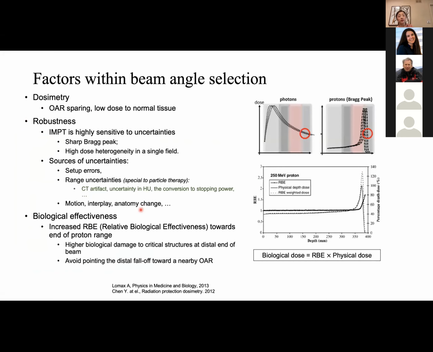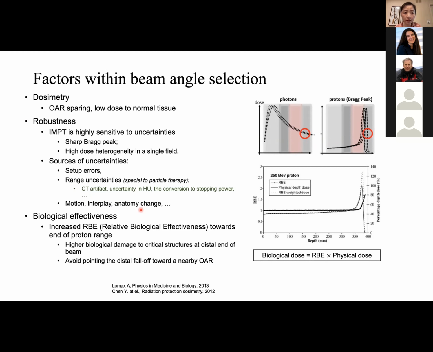Let's look at a few factors that we need to consider if we want to do beam angle selection. The first factor is, of course, dosimetry. We want good OAR sparing while covering the target well, and we also want low dose to normal tissues.